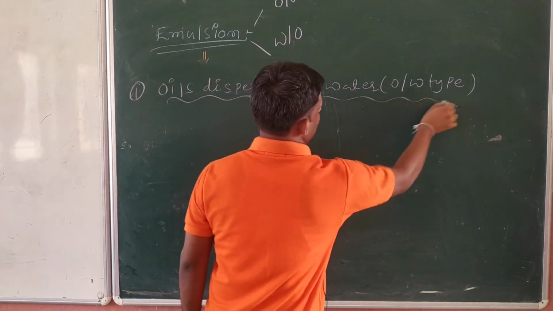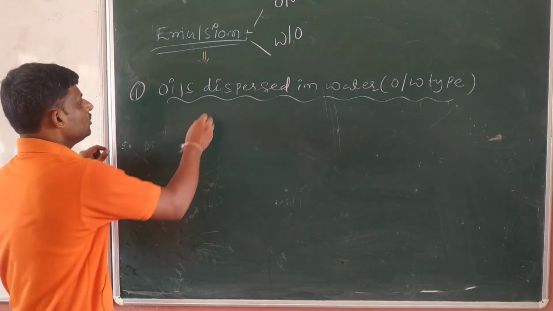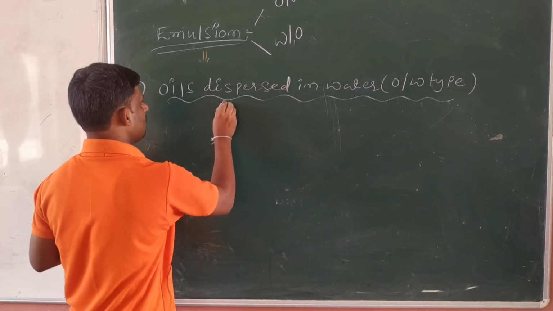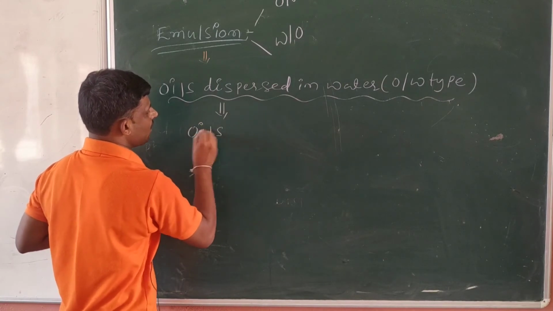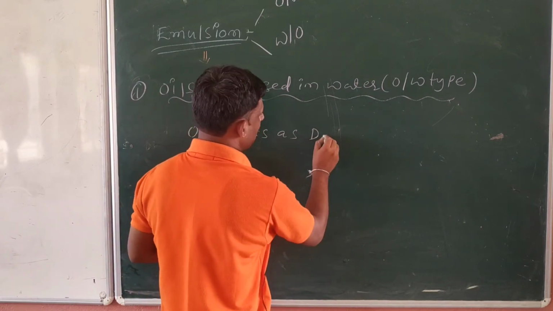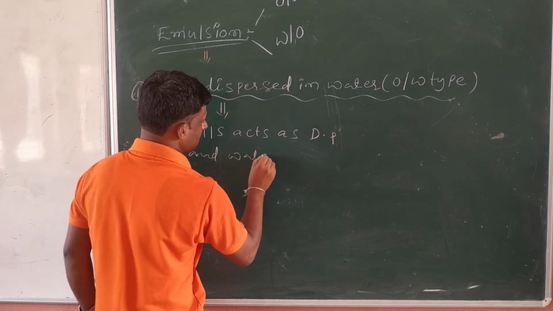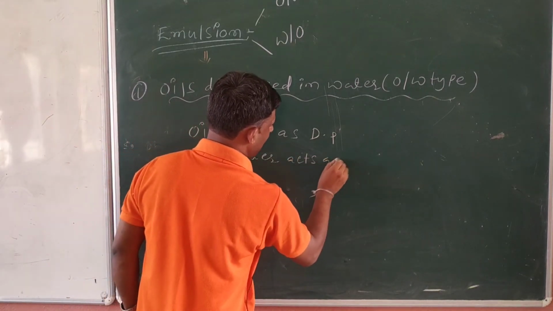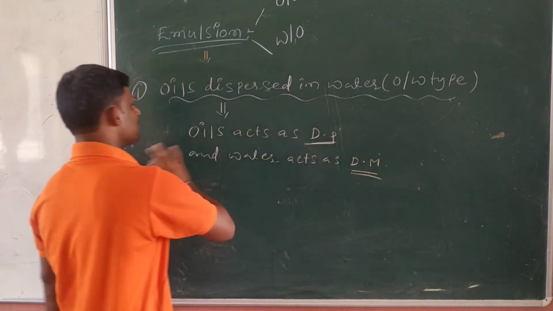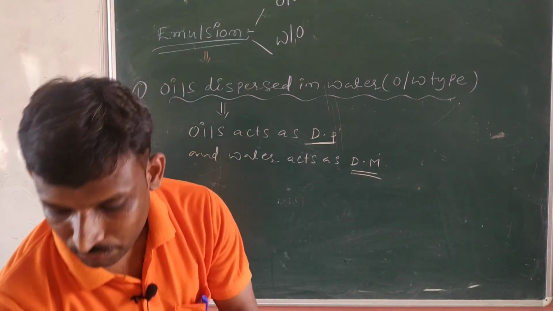In this case, what happens? In this system, oil is dispersed in water. Here oil acts as the dispersed phase (DP), and water acts as the dispersion medium (DM). The dispersed phase is oil, and the dispersion medium is water.